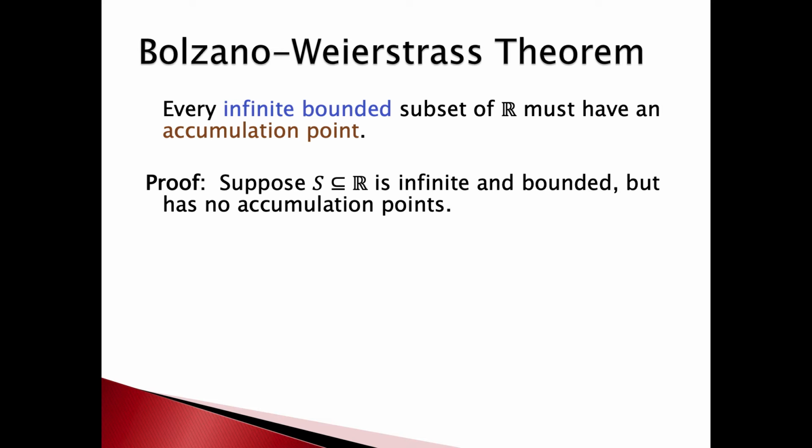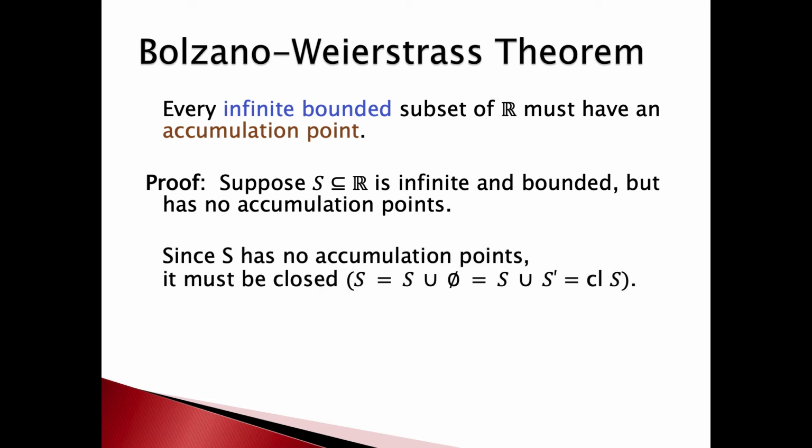Well, first thing, since it has no accumulation points, it has to be closed. Okay, wait, why is that? Well, remember, one way of saying that a set was closed is to say that it contains all of its accumulation points. And if there aren't any accumulation points, then the set of accumulation points, S prime, is just the empty set. And of course, the empty set is a subset of S. Okay, so if it has no accumulation points, then it has to be closed.